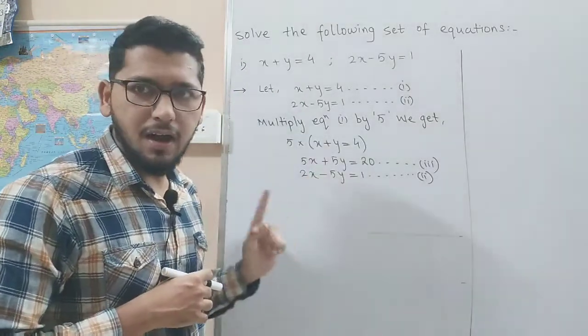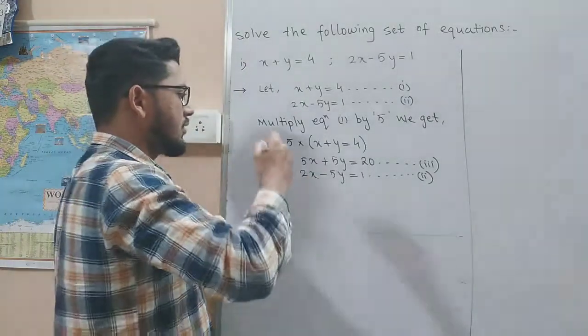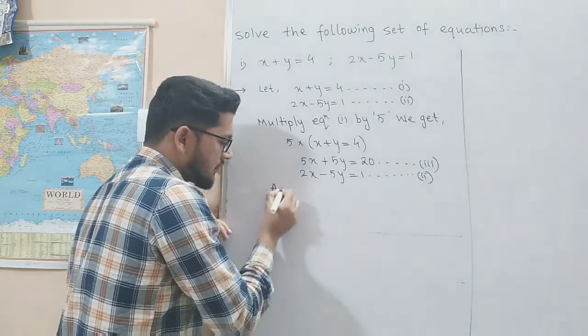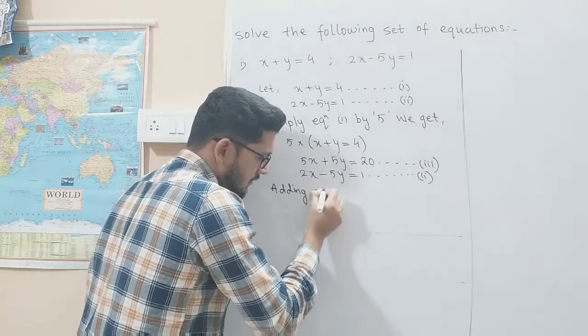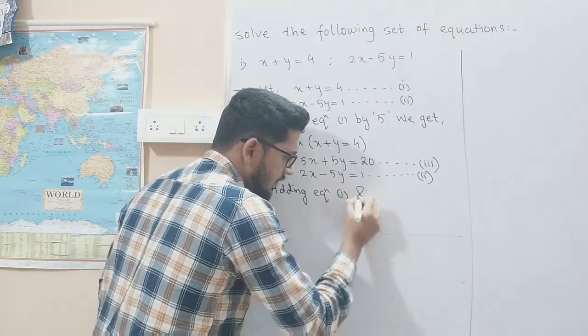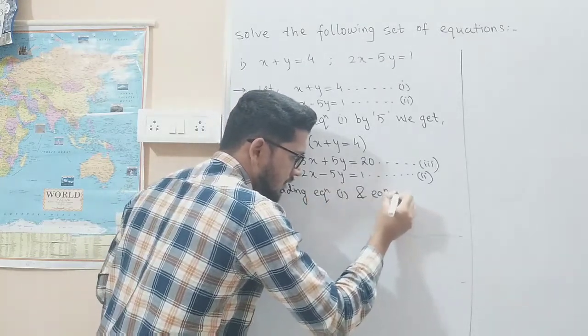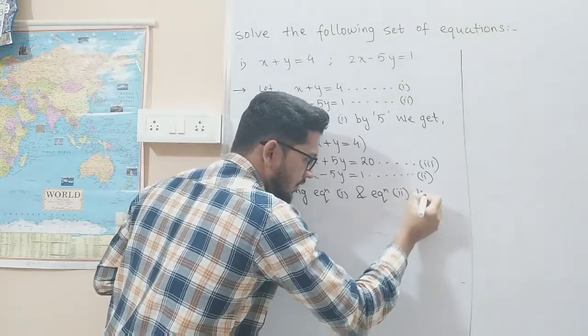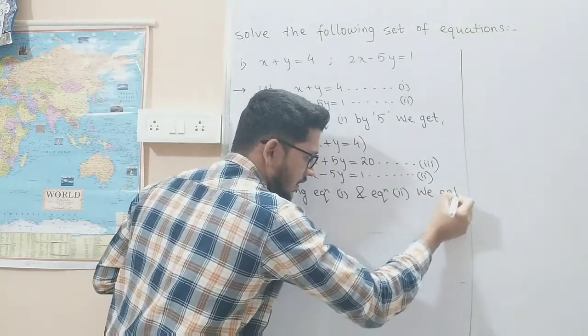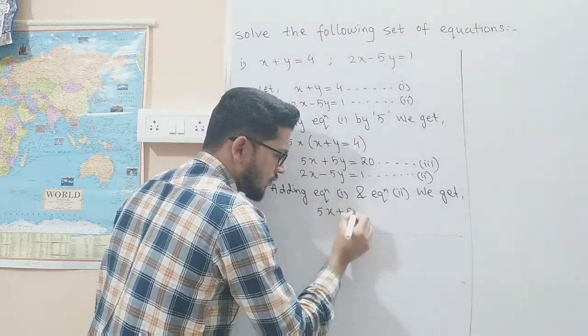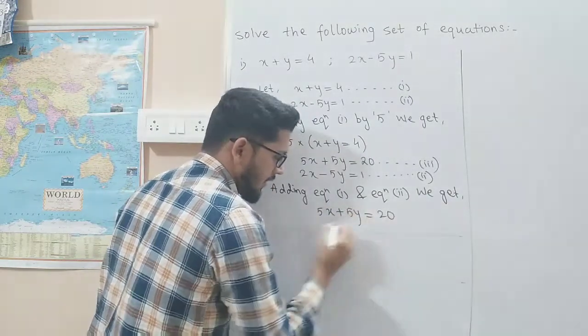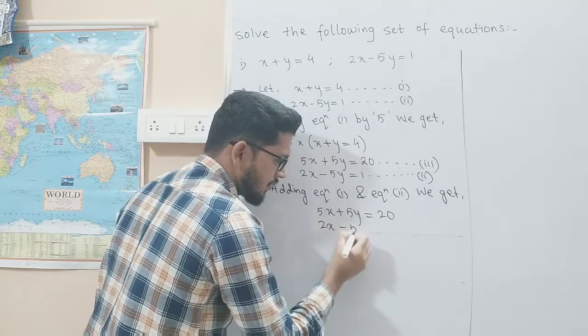If the signs are alternate, then we can add these two equations. We'll add these equations, so here we'll write: adding equation 3 and equation 2, we get 5x plus 5y equal to 20 and 2x minus 5y is equal to 1.